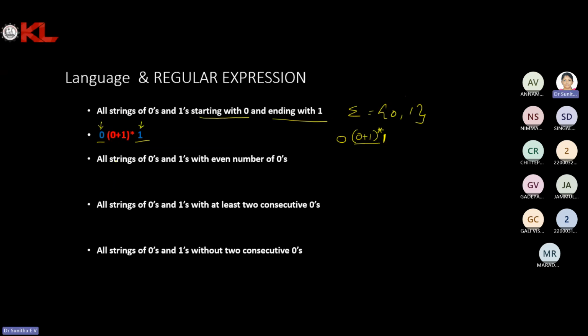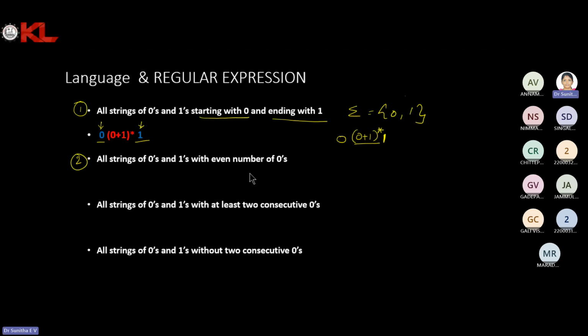So we move on to the second language. The second language is all strings of zeros and ones with an even number of zeros. We are not saying the zeros should be consecutive. Somewhere zeros should be there, and the number of zeros should be an even number.